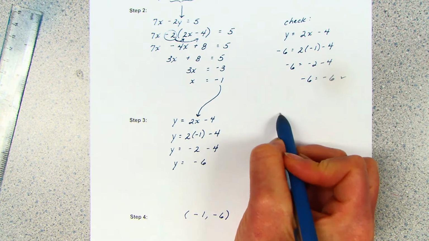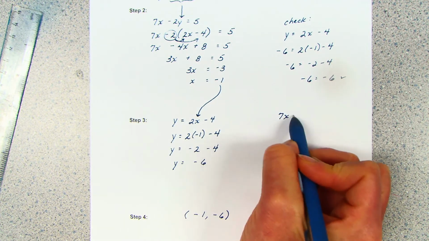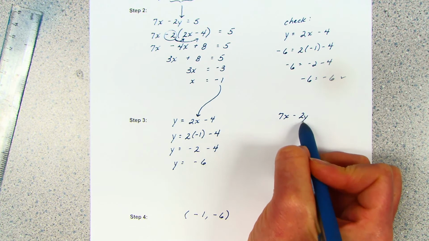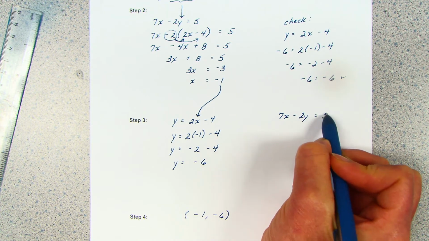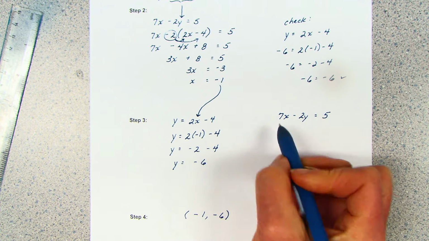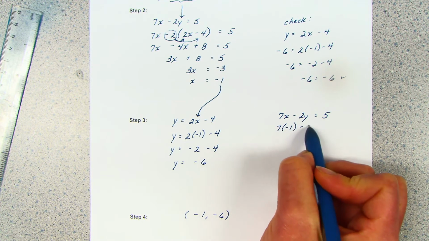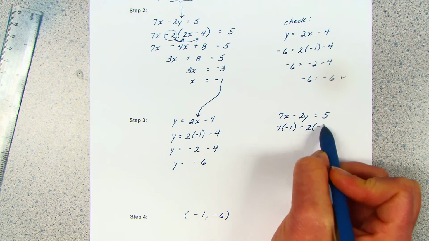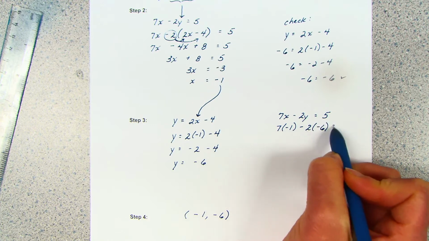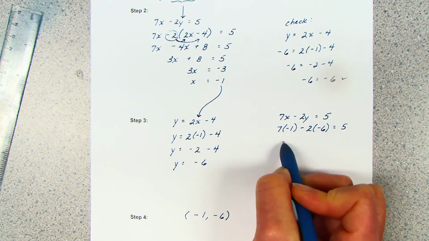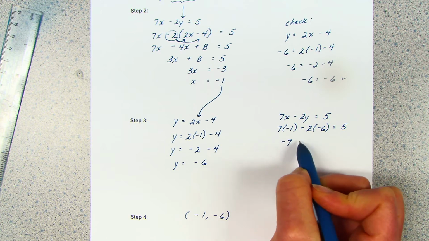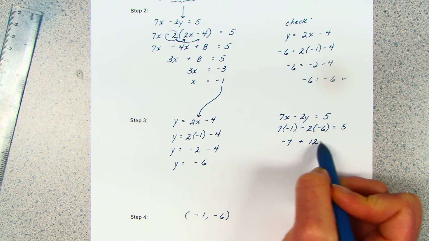And then I can take my second equation, 7x minus 2y equals 5, and substitute back in: 7 times negative 1 minus 2 times negative 6 equals 5. So now we have negative 7. Negative 2 times negative 6 is 12.